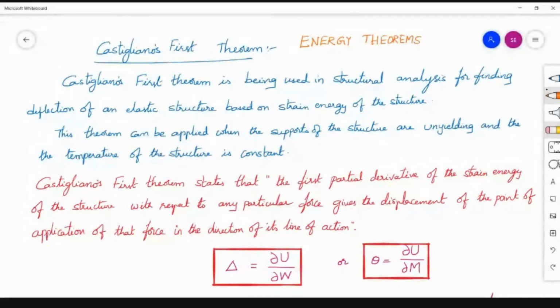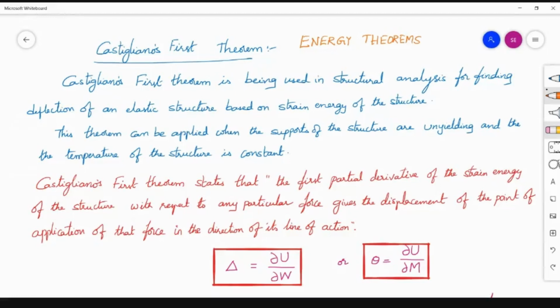This theorem we can apply when the supports of the structure are unyielding and the temperature of the structure is constant. It means that if the support is sinking, if there is any settlement of the support, then Castigliano's first theorem is not applicable. As well as there should be no change in the temperature. And if there is any change in the temperature in the entire structure, then this theorem is not applicable. We can say that this is the limitation of this Castigliano's first theorem.